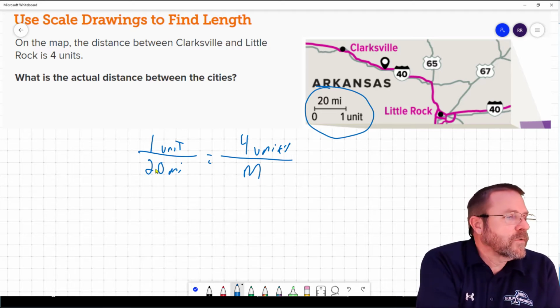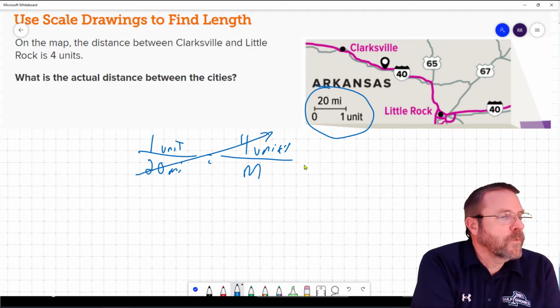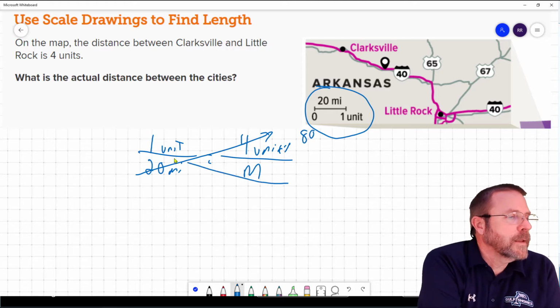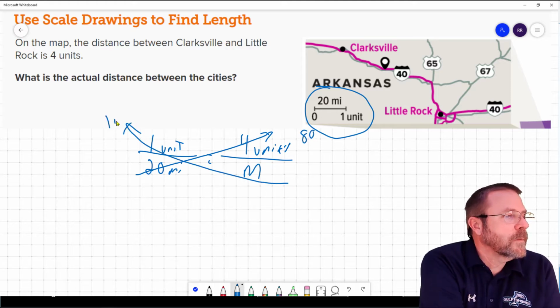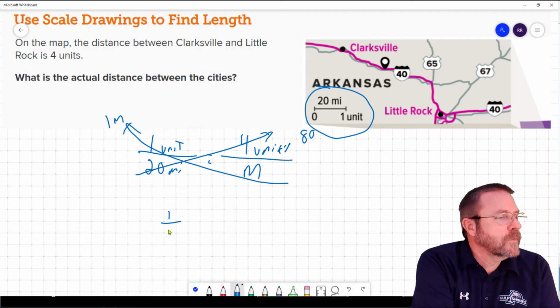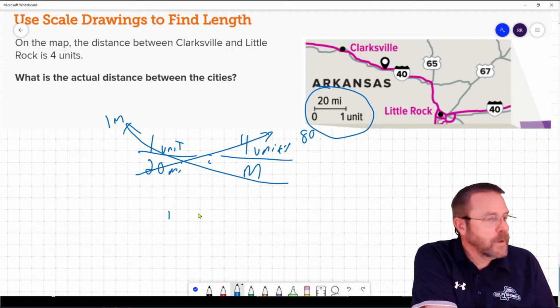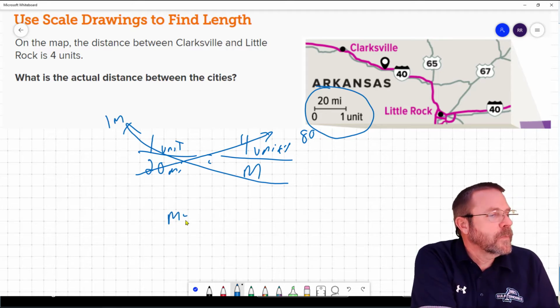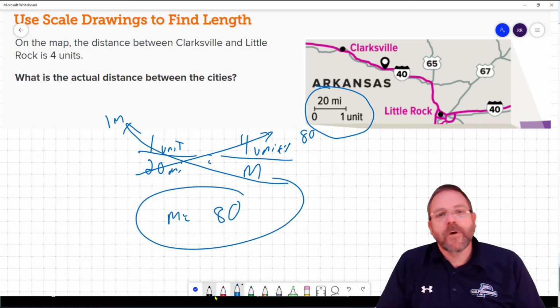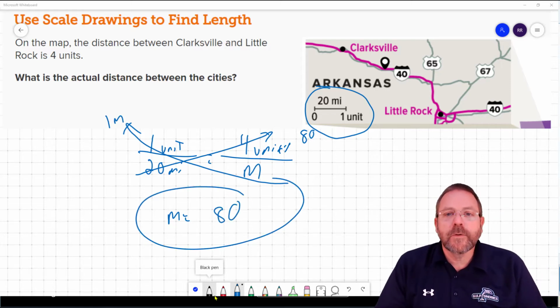We're going to do our cross products. 20 times 4 is going to give me 80. M times 1 is going to give me 1M. Therefore, I can say that not 1M, just M is going to equal 80. Therefore, it's going to be approximately 80 miles between the two.